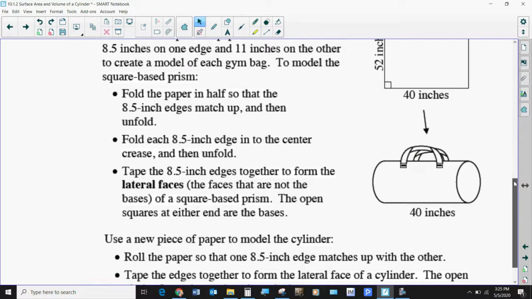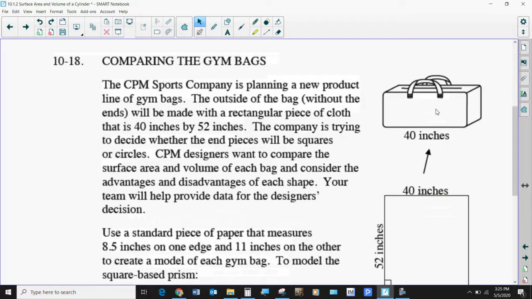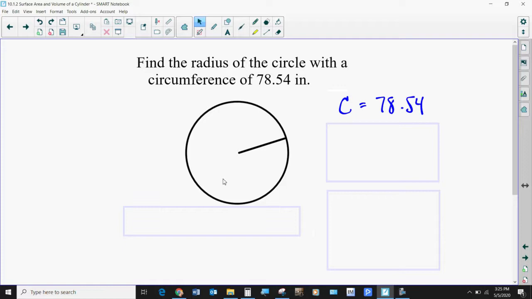We're going to break down each one of them, and we're going to see which one will have the greater volume and how their surface areas compare. Okay, so let's just get into it. Oh no, we're not going to get into it yet. This is one more thing of review that we haven't done in a long time.